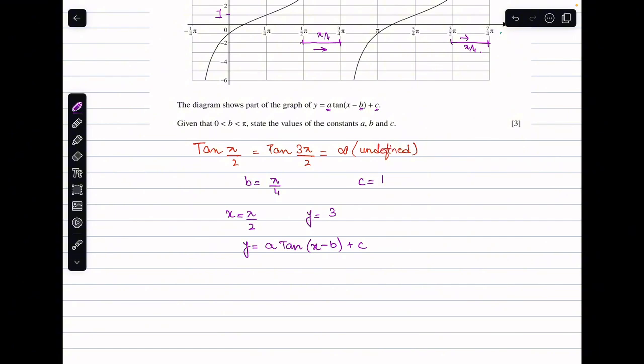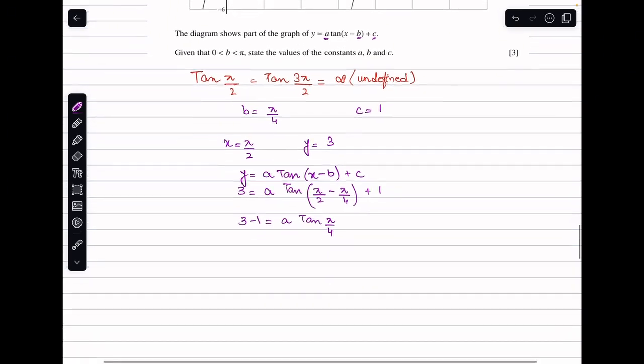Therefore, now I can substitute y with 3. a is what we need to find out. Tan of x is substituted by pi by 2, and then I have the b value, which is pi by 4, and then I got c as well, which is 1. So here I can say it's 3 minus 1, which is equal to a tan pi by 4. Tan pi by 4 is 1.